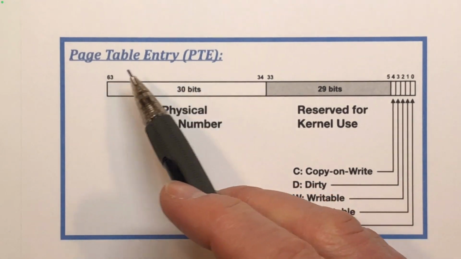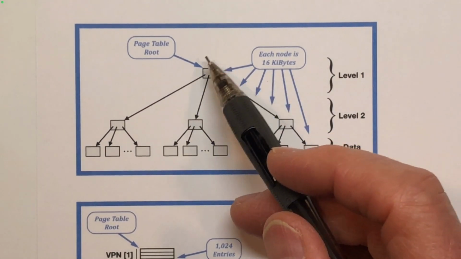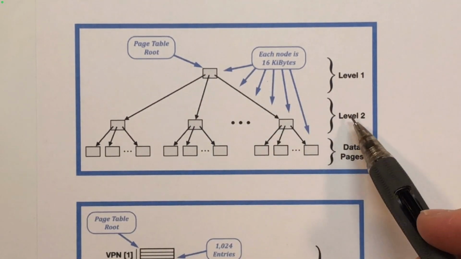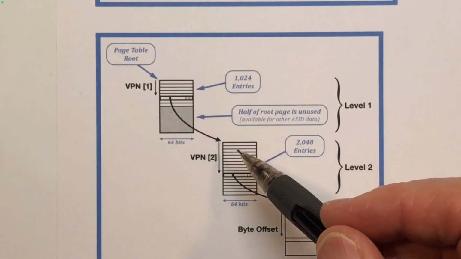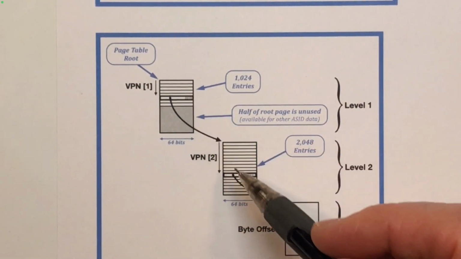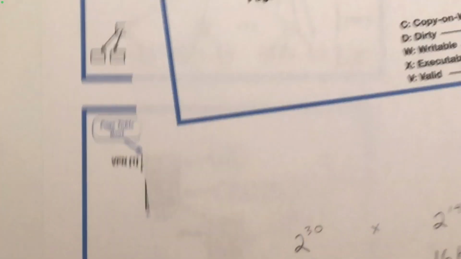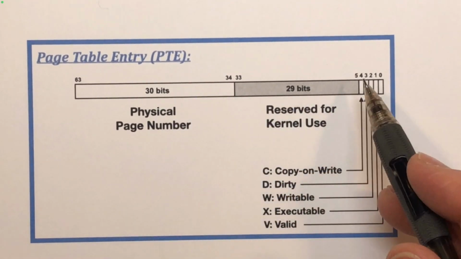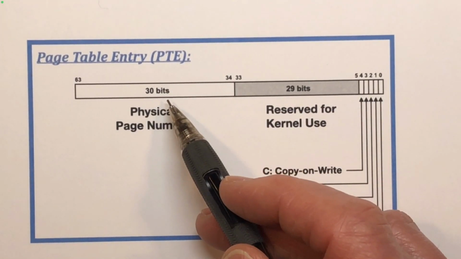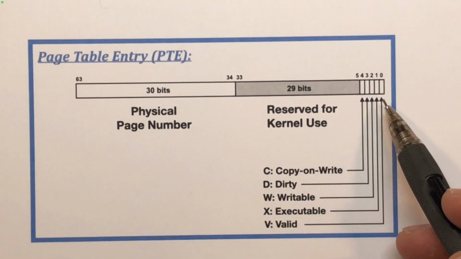Here's the layout of the page table entry. Remember that a page table is a tree of nodes. At level 1 we have the root index page, and at level 2 we have some additional index pages. Each index page is an array of page table entries. So we're showing in detail one of these page table entries here. The page table entry consists of a number of fields. This 30-bit field here is the physical page number, and then we have some additional fields over here.